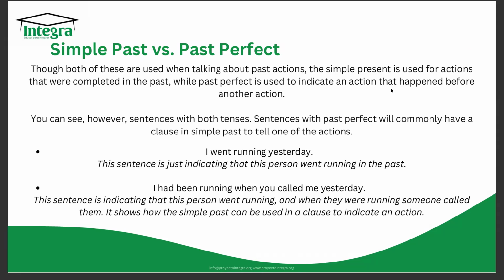Let's see two examples. So we have a simple past example. I went running yesterday. This is just indicating that the person went running. That's all. You could say, I ate a sandwich yesterday. I walked home yesterday. I studied yesterday. Anything that is just the past, right? These things already happened. Then we have, I had been running when you called me yesterday.